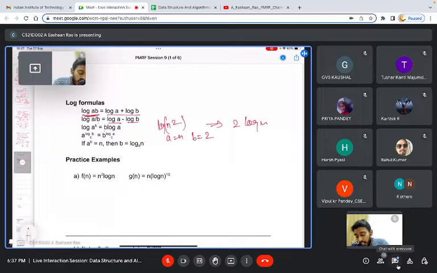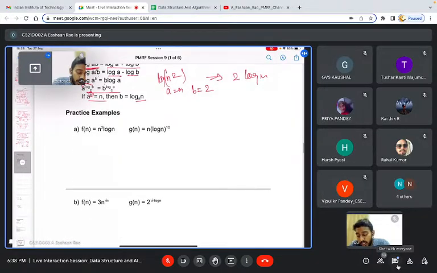Another interesting thing is that if we have a raised to log b base c, you can convert it by swapping a and b, which is equal to b raised to log a base c. This is an interesting thing we can look at later. And if we have a raised to b equal to n, then if you want to identify the value of b, we can get it directly as b equal to log n base a. This is something you have to remember, though if it's not remembered, that's still fine. But let's see how we can identify which function is bigger than which.